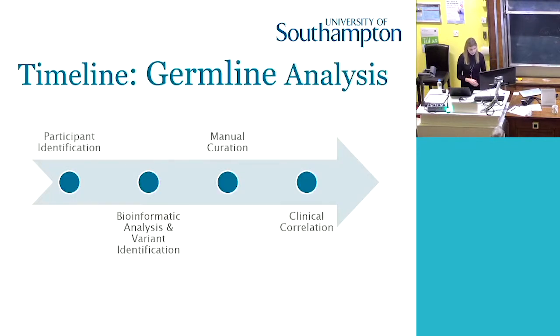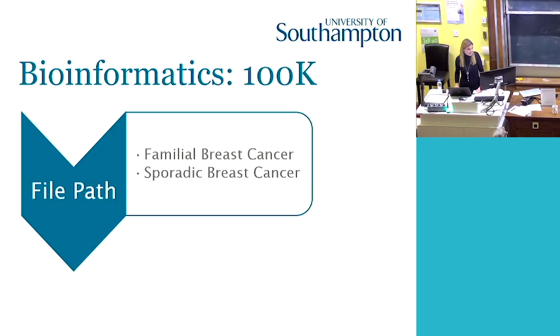So, the timeline for my work has firstly been identifying participants. It's then been devising a bioinformatics strategy to analyse the genomic data and identify variants. It's then been manual curation of those variants and clinical correlation. So I'm now going to focus a little bit on what I've been doing within the research environment.